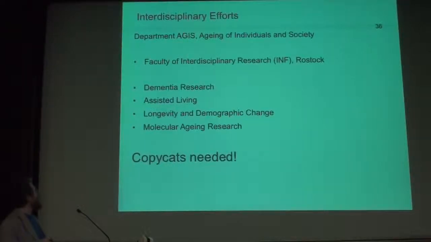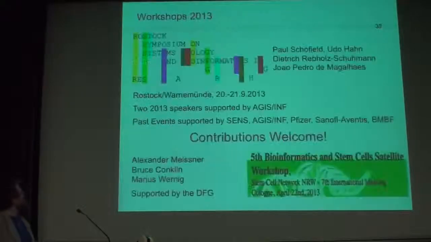And just one slide, in Rostock we've got a very nice role model for interdisciplinary efforts. That's the Department Ages, Aging of Individuals and Society. This is part of another unique Rostock institution, the Faculty of Interdisciplinary Research, or School of Interdisciplinary Research. They're doing dementia research, Alzheimer's, assisted living, longevity, demographic change, and molecular aging research. And I think this could also be a nice thing to be copied by other universities or similar institutions.